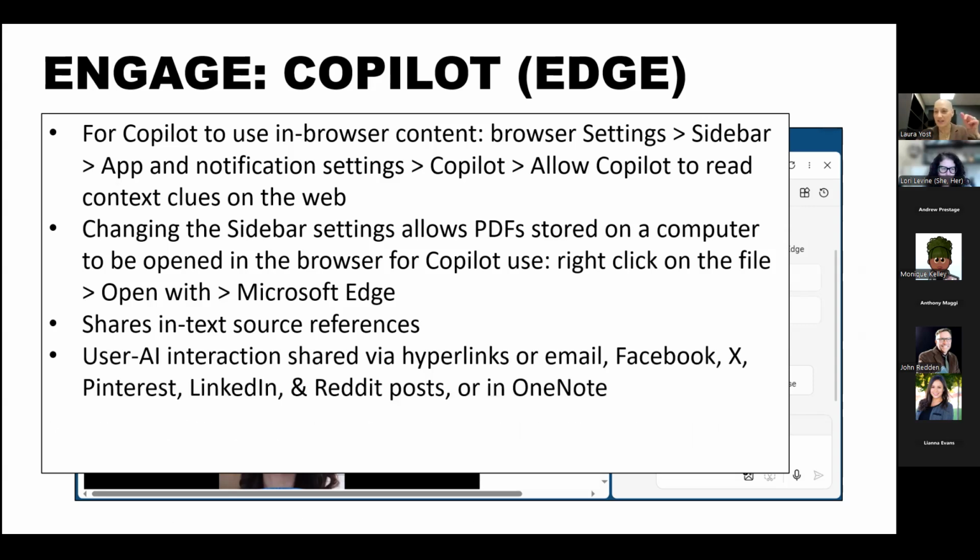In addition, and we see this with Google Gemini, this is a wonderful way to bring down barriers if you want students to share with you where they are getting their information and whether or not they're using AI. User AI interactions can be shared just with the click of a button after the prompt has been responded to. It will be shared through email. You can share it through Facebook, Pinterest, LinkedIn, Reddit posts, or in OneNote. What that means is the interaction between the AI and the student can be shared with faculty very, very easily. And I think that's a wonderful way to promote transparency.